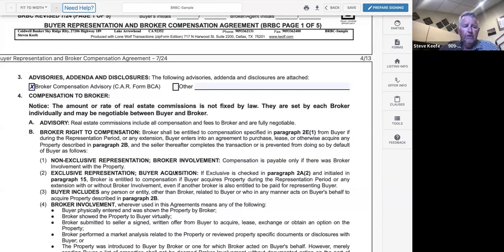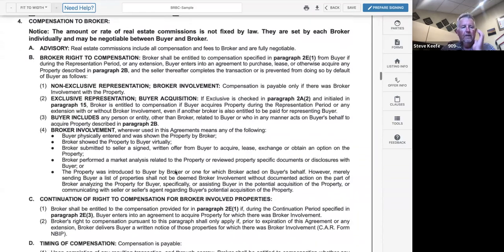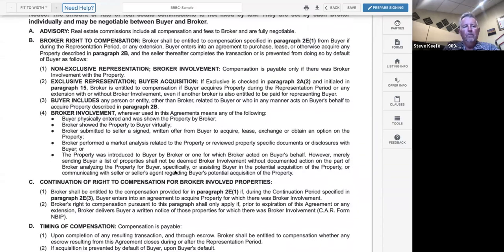Buyer includes any person or entity other than the broker related to the buyer, or in any manner acting on the buyer's behalf. So basically, if a guy has his wife substitute in and he says, well, I signed the buyer broker agreement, but my wife didn't, this is additional protection that they're really acting on behalf of that entity. Broker involvement, you have multiple ways that broker involvement can be established.